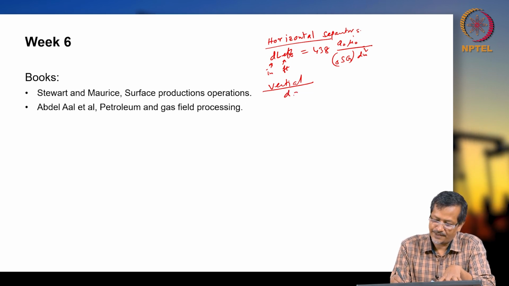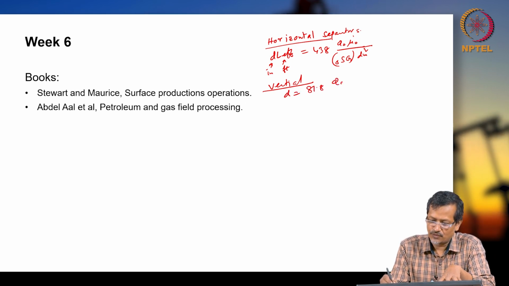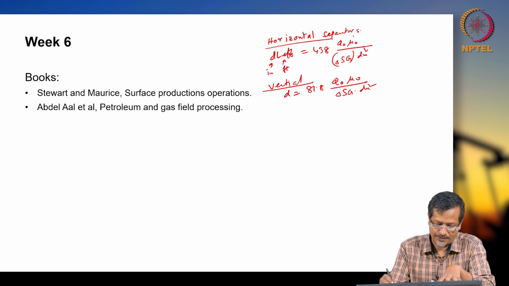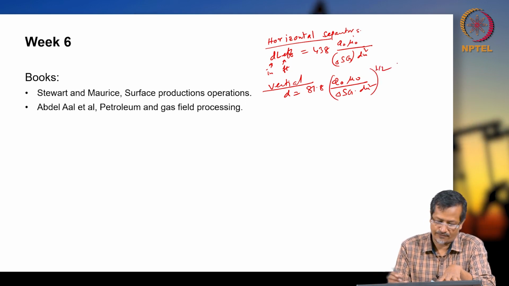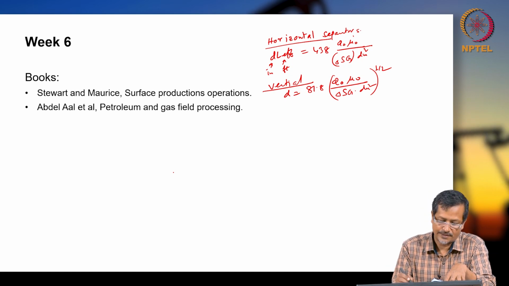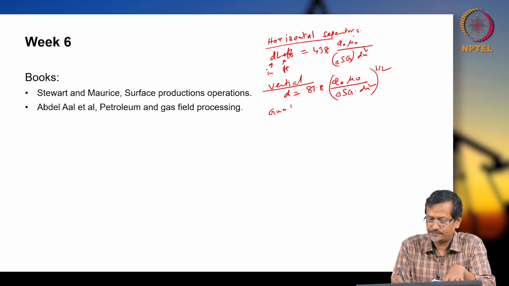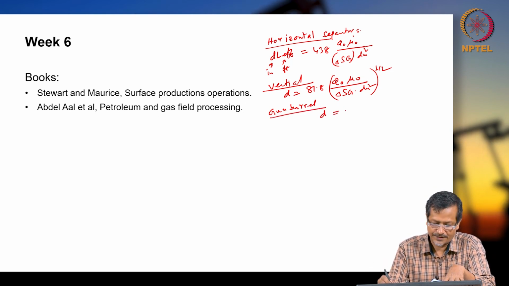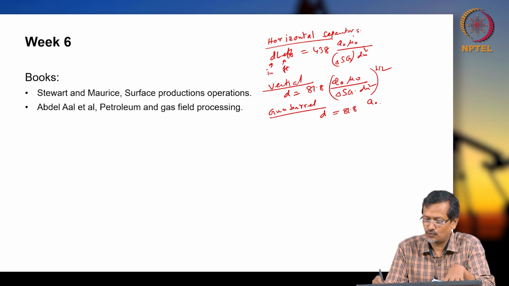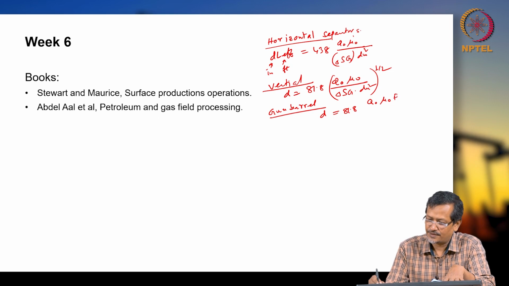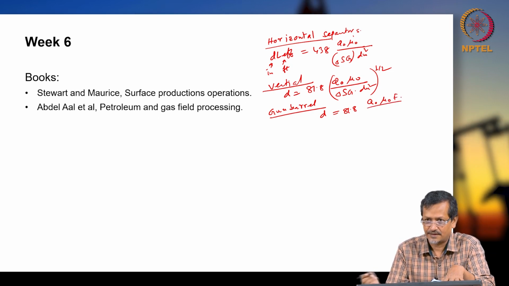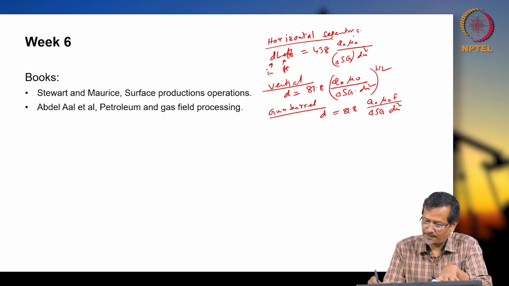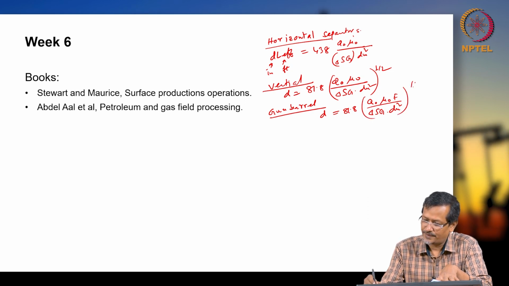Now for the vertical separator, D equals 81.8 Q_O mu_O over del SG d_m squared, and this has a power of half. In the previous case there was no power. Now for the gun barrel, there is a small modification: 81.8 Q_O mu_O, and you add one term called the short circuit factor, which you saw last class, over del SG d_m squared. The power will again be half.